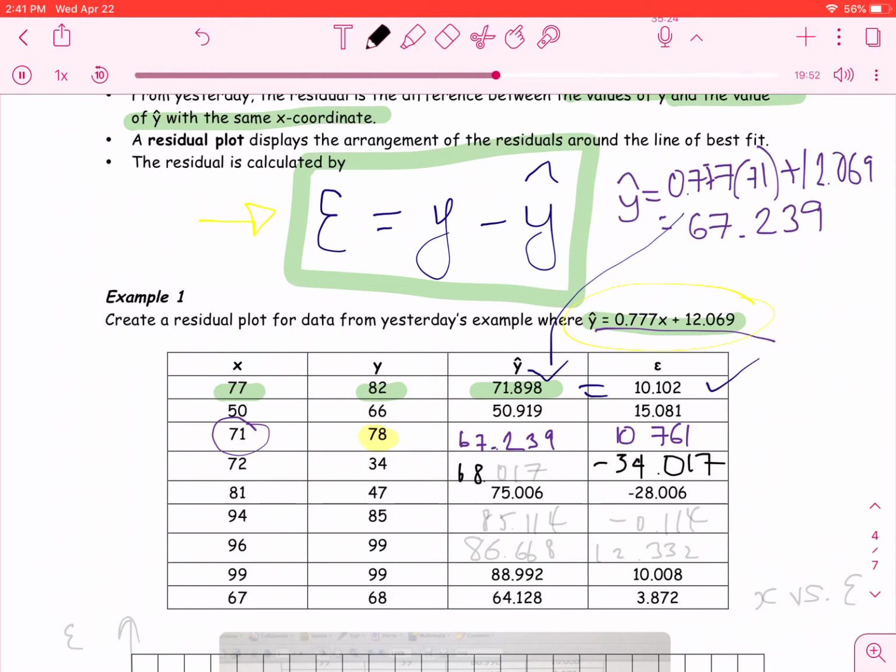0.017, 85.114, 86.668. I'm rounding to 3 decimal places because, as you know, the more decimals that you include, the more accurate your answer is. So for the purpose of today's lesson, I would round to about 3 decimal places.